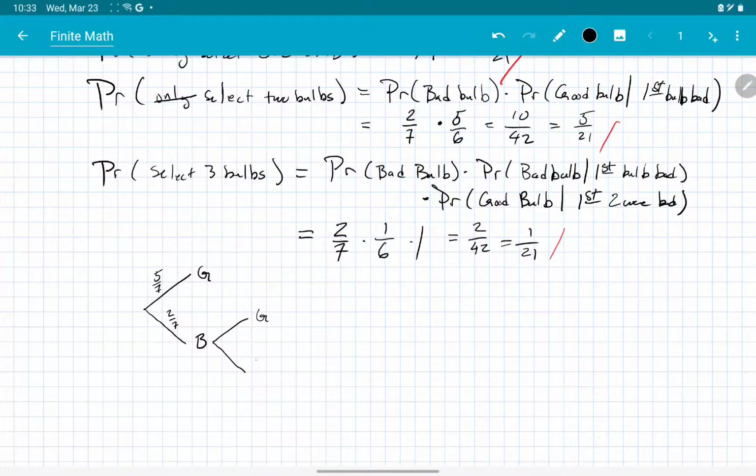And once we select the second bulb, it's either good or bad. And now it's more likely that we find a good bulb because it's 5/6 of a chance, because there's 6 bulbs remaining and 5 good bulbs. And bad bulbs now, it's only 1 out of 6 are bad. And then the third choice, if we happen to get 2 bad bulbs, the third choice has probability 1 for a good bulb and 0 for a bad bulb, because there are no more bad bulbs left in the box.